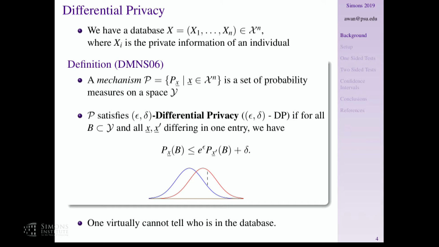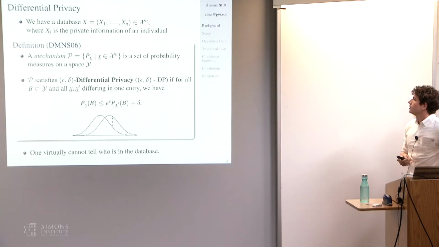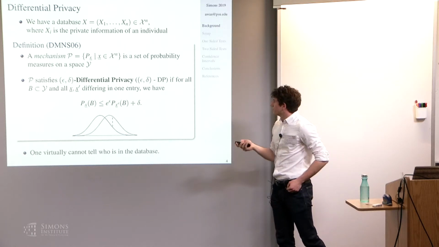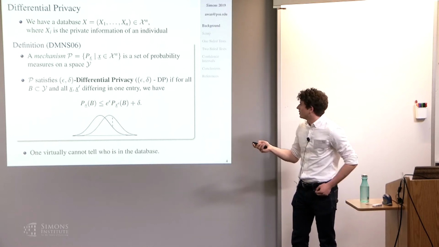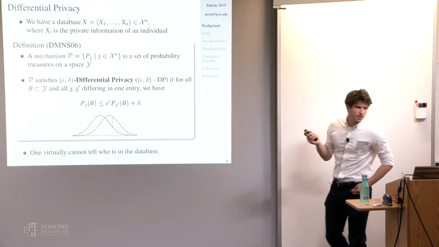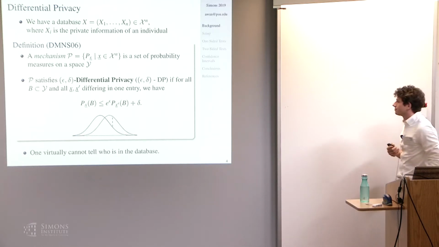We think of a mechanism as a set of probability measures. And so we are given our database. We're drawing from some distribution. And so differential privacy says, when I change, let's see, OK, so if I change one entry of x, then I want this distribution to only change by a small amount. And so the idea is we want the distributions to be similar.